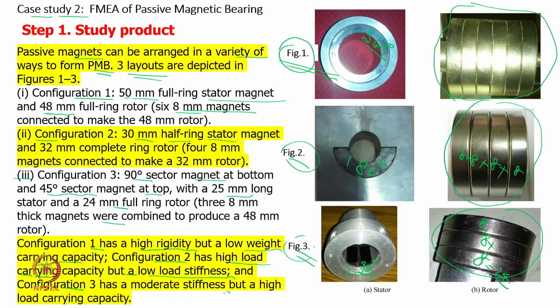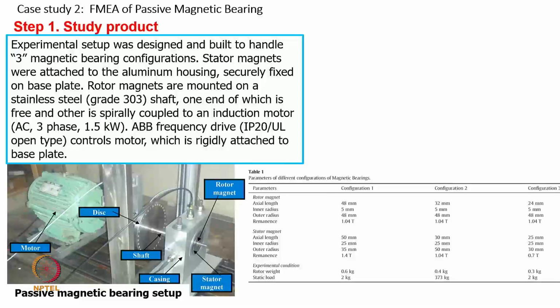Configuration 3 has a moderate stiffness and moderate load carrying capacity compared to configuration 1. This is the way we have done it: very high load carrying capacity but almost negligible stiffness in one, moderate load carrying capacity and relatively moderate stiffness in another, and then low load carrying capacity and high stiffness. So, these are the 3 configurations we kept.